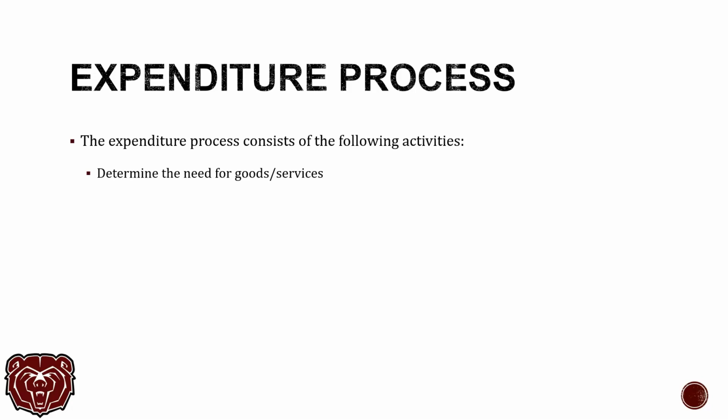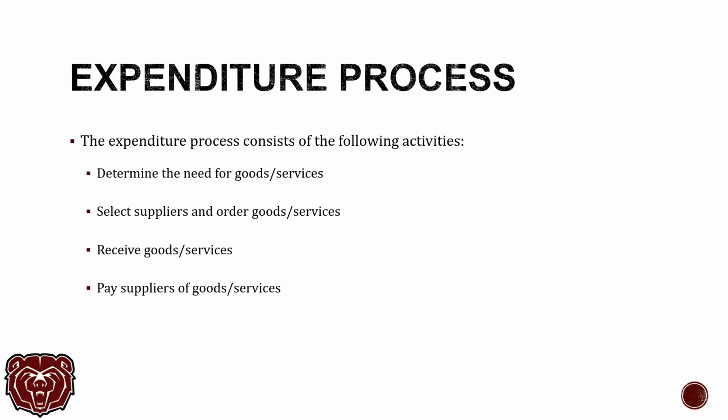So if you will recall, the expenditure process consists of the following steps. You're going to determine the need for the goods or service. So you're looking around and you go, okay, we have customers buying all of these cookies with M&Ms in them, and they buy them out every week, so we need to order more. Then we're going to select who we're going to order those from. You're going to select suppliers and order those goods and services. This is that requisition part, remember? And then we're going to finally receive those goods and services, and we are going to pay suppliers for those goods and services.